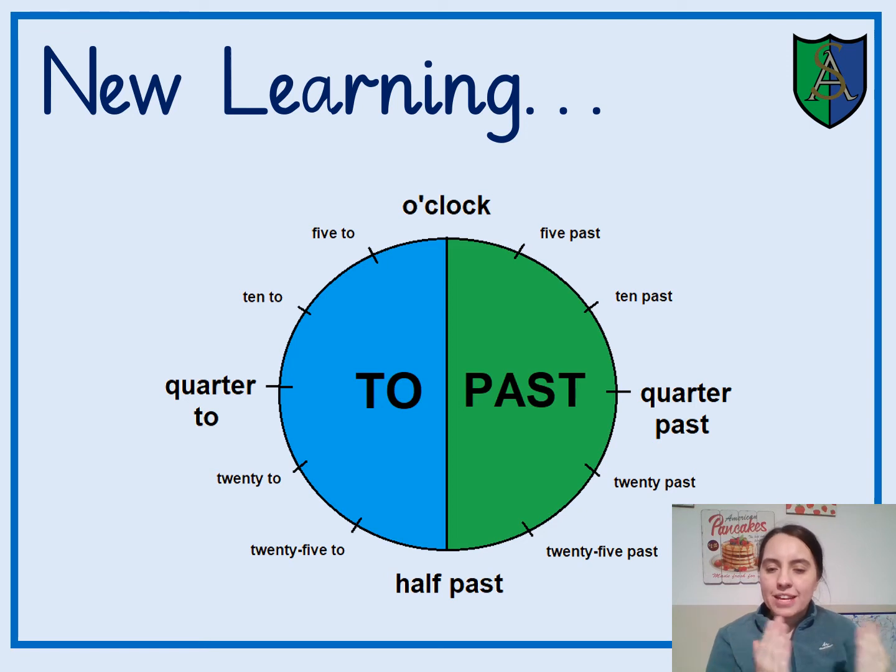So it kind of is the reverse on the other side of the clock, because if we look at this clock here, we can notice that on the past side, it's got 5 past, and on the to side, it's got 5 to. On the past side, it's got 10 past, and on the to side, it's got 10 to. It's like a mirror image of each other, isn't it? Okay, but one's saying past and one is saying to.